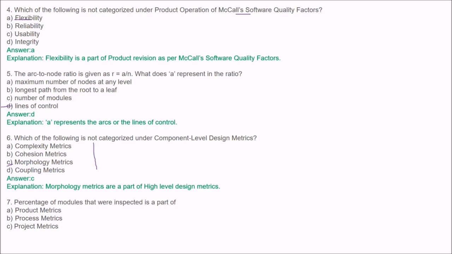Next is, percentage of modules that were inspected is a part of product metrics, process metrics, or project metrics? The answer is B. It is process metrics, because the percentage of modules that were inspected is a part of process metrics.